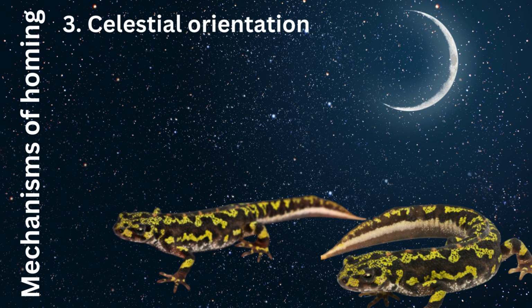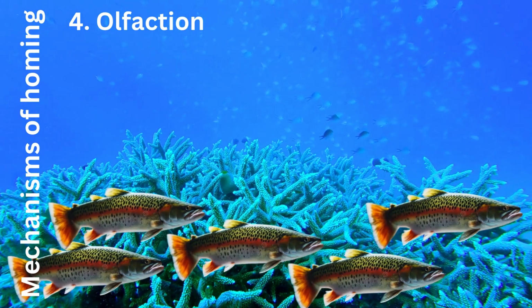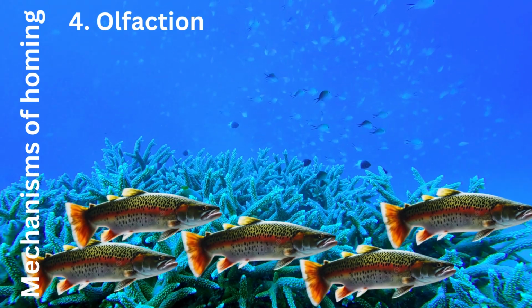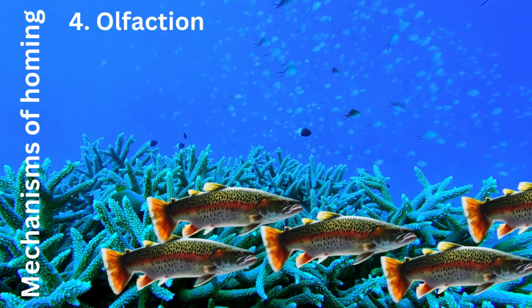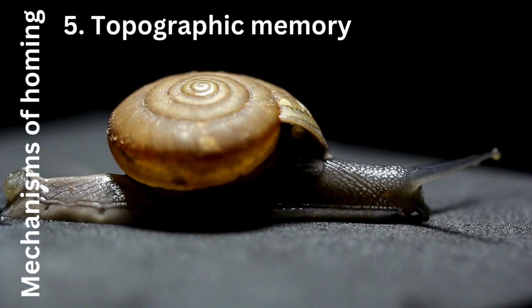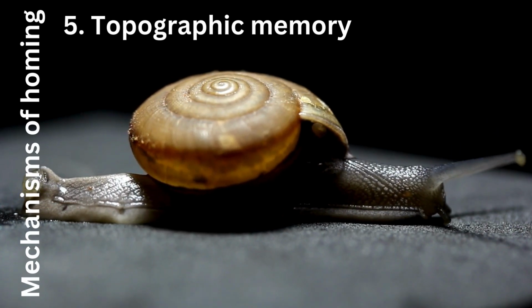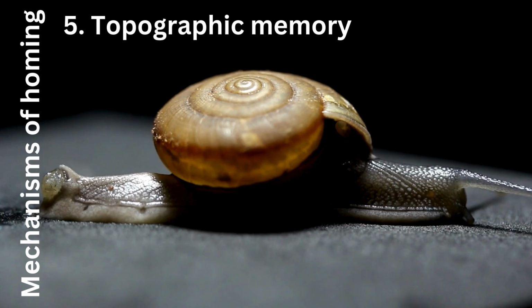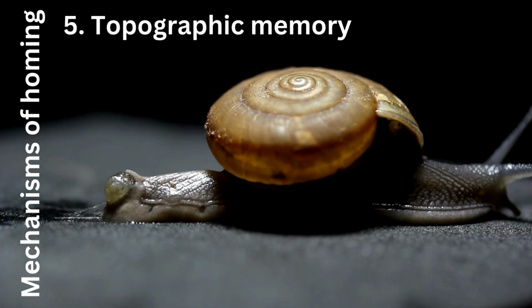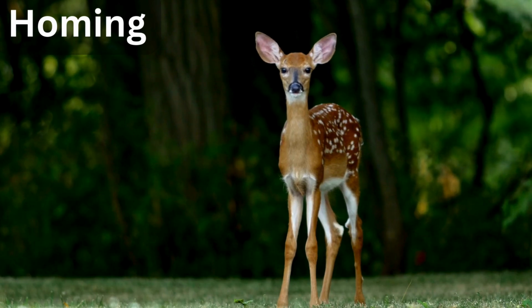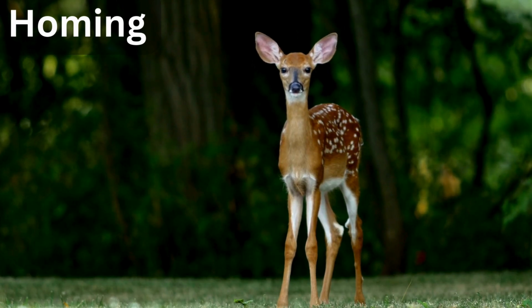3. Celestial orientation. Some animals, like marbled newts, use stars for navigation when visible. 4. Olfaction. Certain species, such as salmon fish and some salamanders, use their sense of smell to find their way home. 5. Topographic memory. Less intelligent animals, like mollusks, use memory of surrounding contours to navigate. We will look at the methods of navigation in detail in our next video.